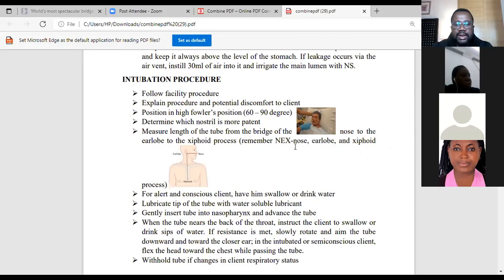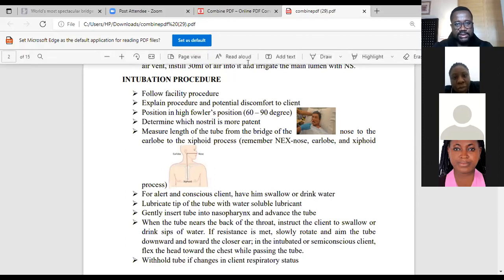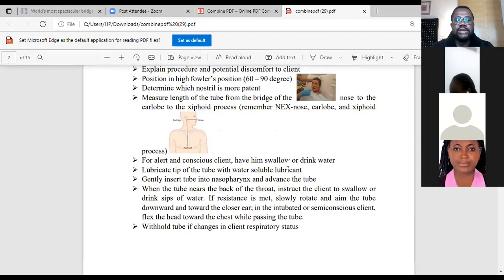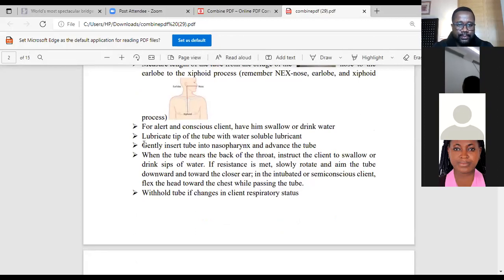There is an acronym that we use, NEX, N-E-X. NEX means from the bridge of the nose to the earlobe and to the xiphoid. You see a small picture here, nose and earlobe to the xiphoid process here. The xiphoid process is below where the sternum ends, just here. That is where the xiphoid process is, and that is how you measure the NG tube.